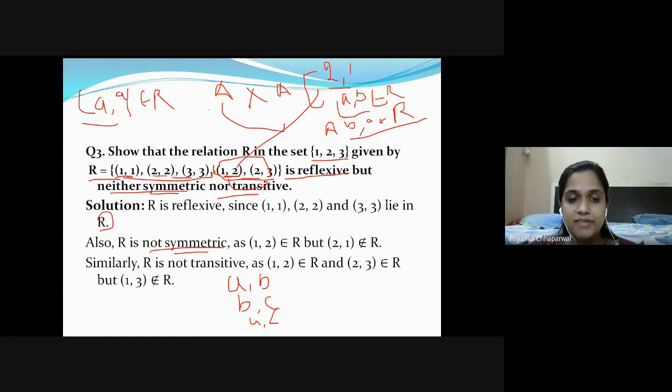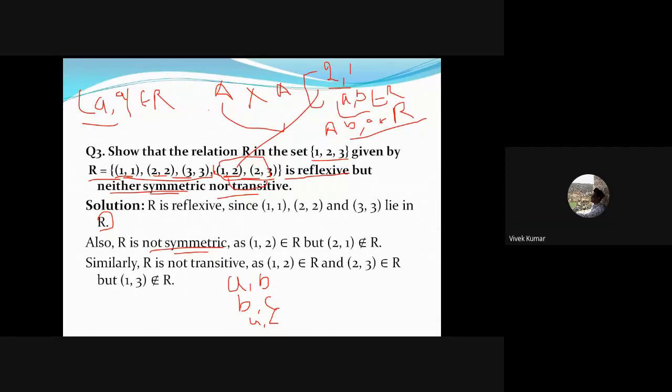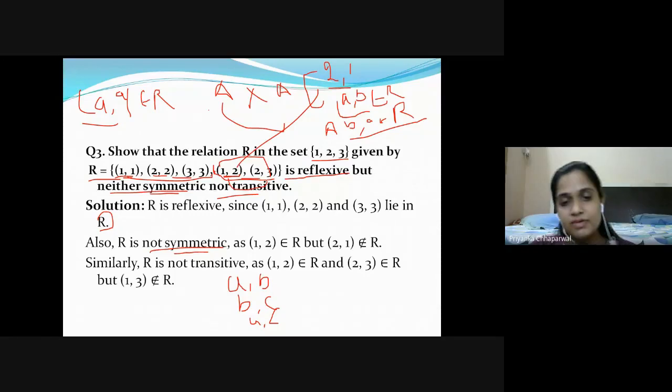Yes, student, do you have any doubt related to symmetric and transitive? No doubt. Yes, all of you. See, only one student has replied to that. Then do other students have any doubts?